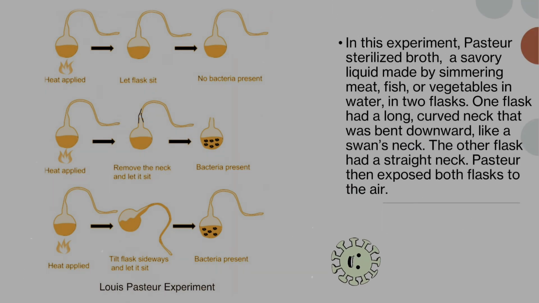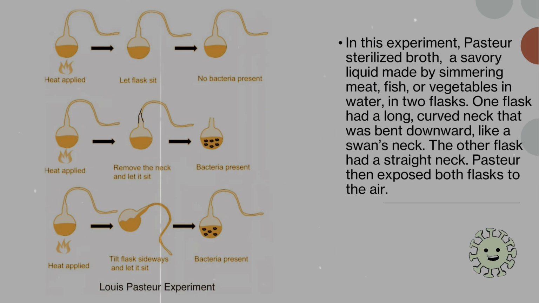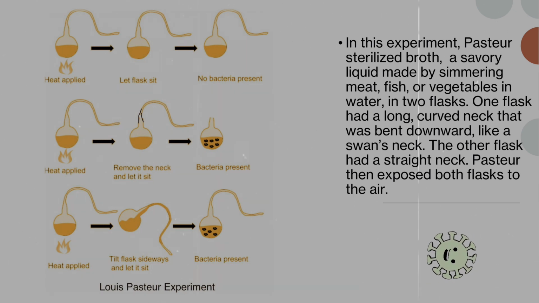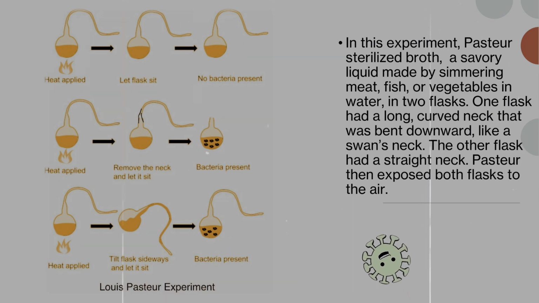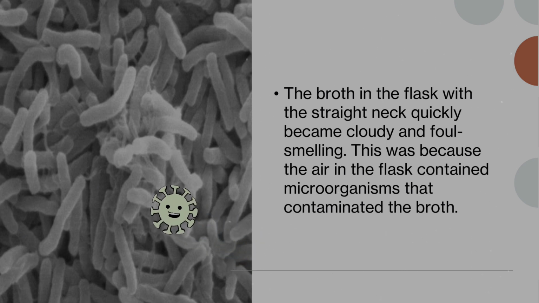In this experiment, Pasteur sterilized broth, a savory liquid made by simmering meat, fish, or vegetables in water, in two flasks. One flask had a long, curved neck that was bent downward, like a swan's neck. The other flask had a straight neck. Pasteur then exposed both flasks to the air. The broth in the flask with the straight neck quickly became cloudy and foul-smelling.